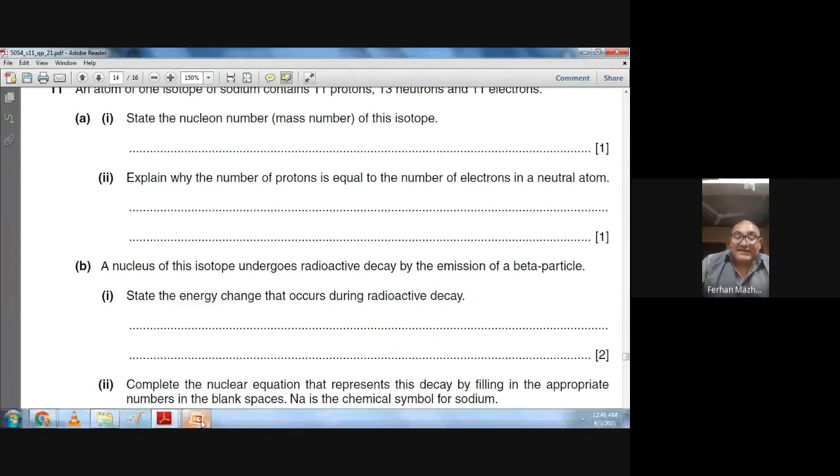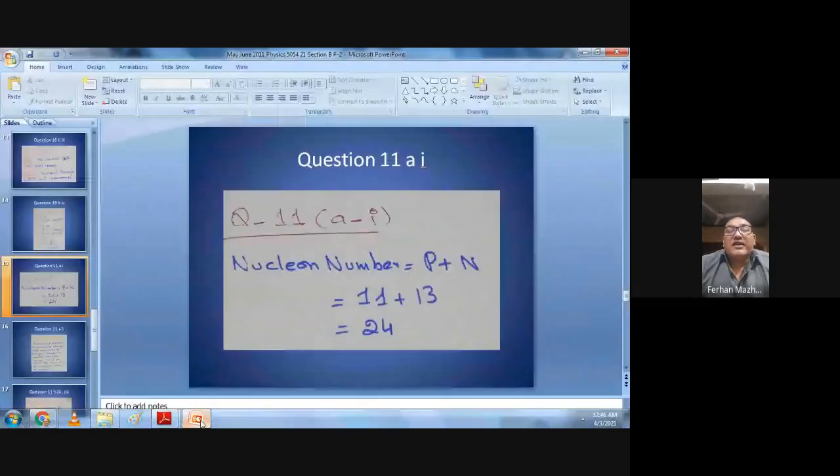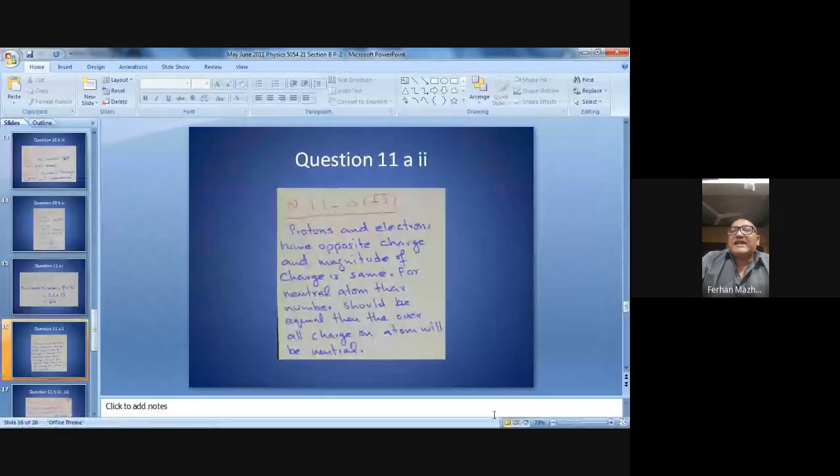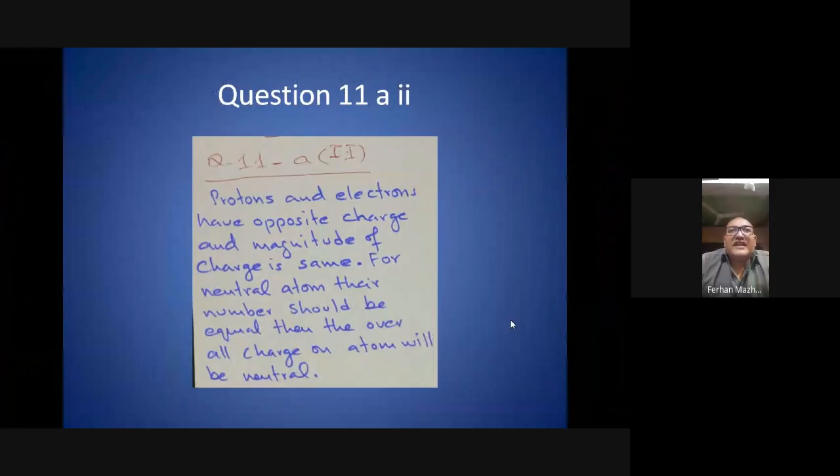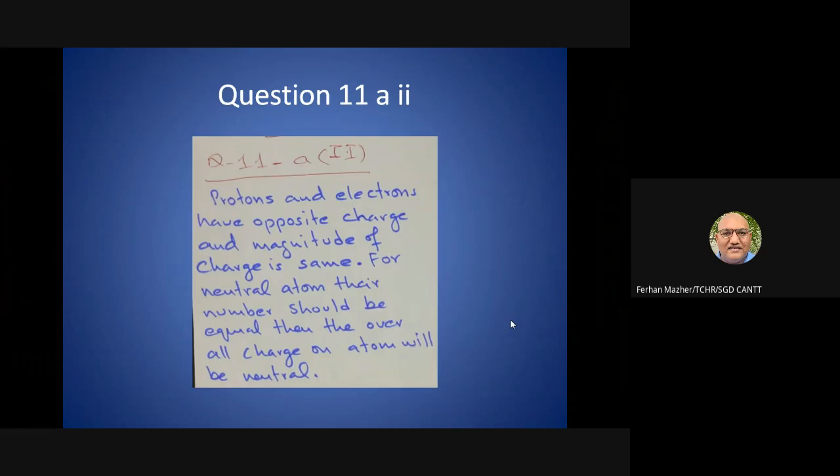So let me show you my answer. I have written this answer also on your screen. This answer is showing now, I hope. Protons and electrons have opposite charge and the magnitude of charge is the same. For a neutral atom, their numbers should be equal. Then the overall charge on the atom will be neutral because the positive charge of the protons will be cancelled by the negative charge of the electrons. The charges will be present there, but the overall charge will be no charge, neutral.